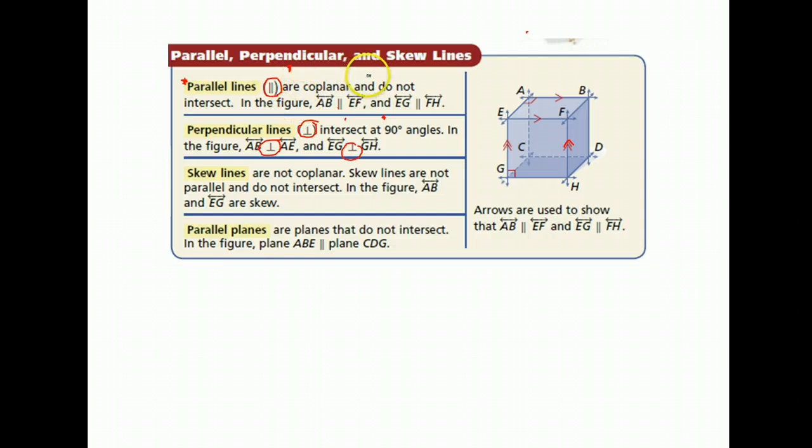So the examples they give here are AB and AE. There's AE, and here is AB. They mark on a figure right angles with a little square in the corner. That tells us those are perpendicular. The other pair they tell us are EG and GH. Again, notice they form a right angle, and again, notice perpendicular lines or 90-degree angles are marked with that little square in the corner. Okay, so that is perpendicular lines.